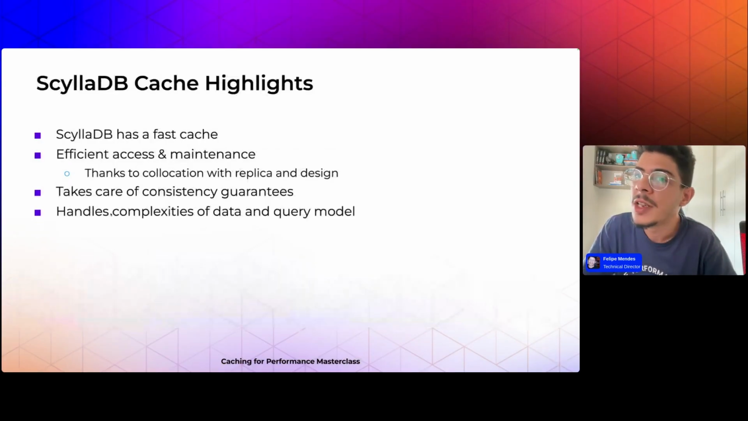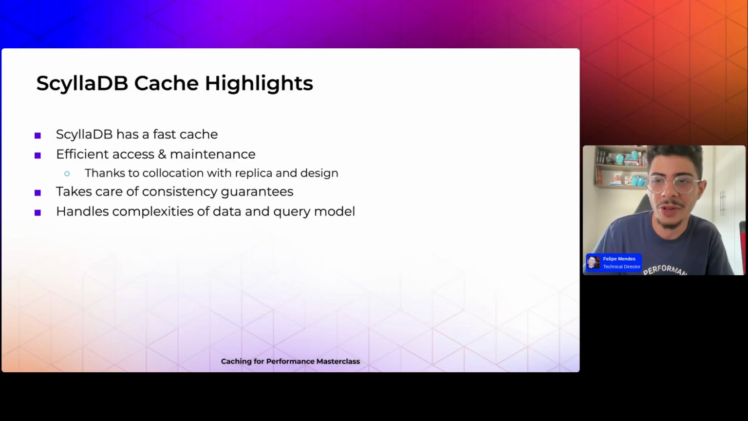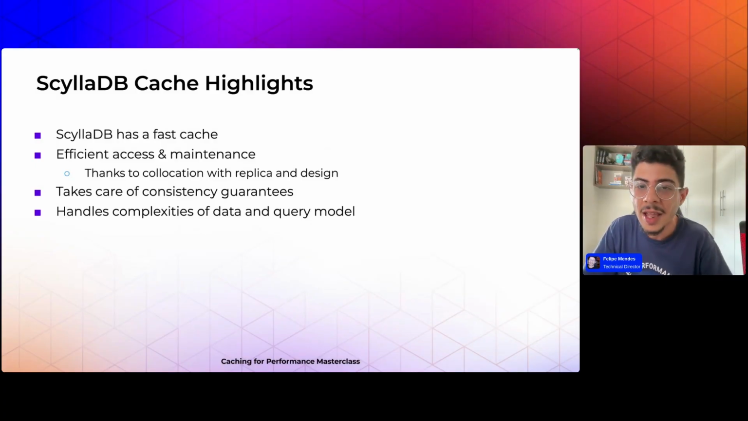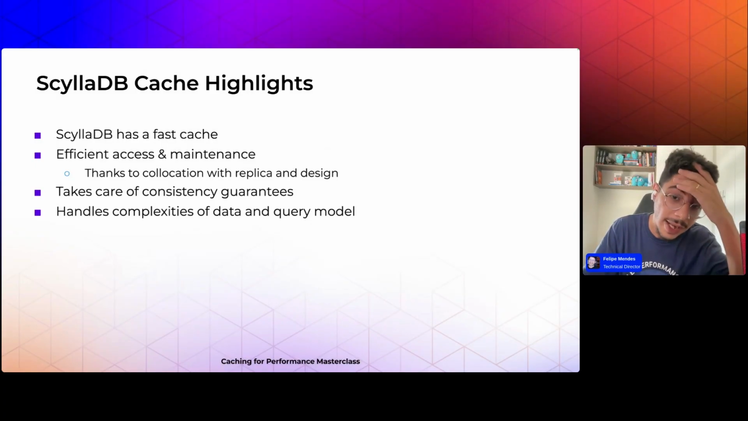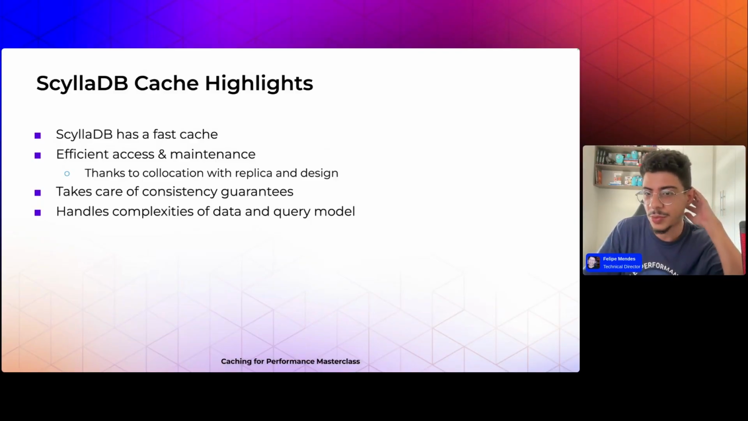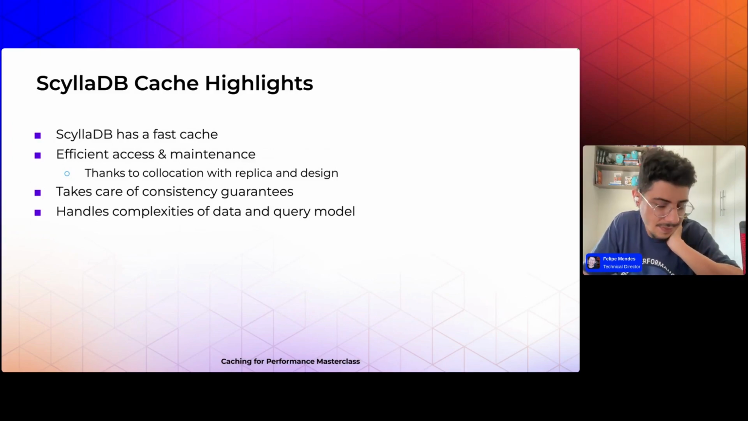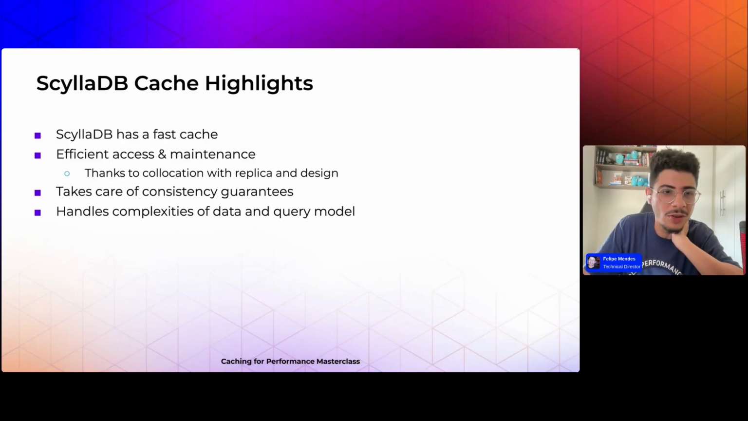All right. So to summarize what we've discussed today, ScyllaDB has a fast read-through cache, which provides efficient access and low-effort maintenance. It takes care of consistency guarantees as required by the protocol, and it addresses all the complexities within the data and query models that ScyllaDB requires to operate as a highly available distributed NoSQL database.